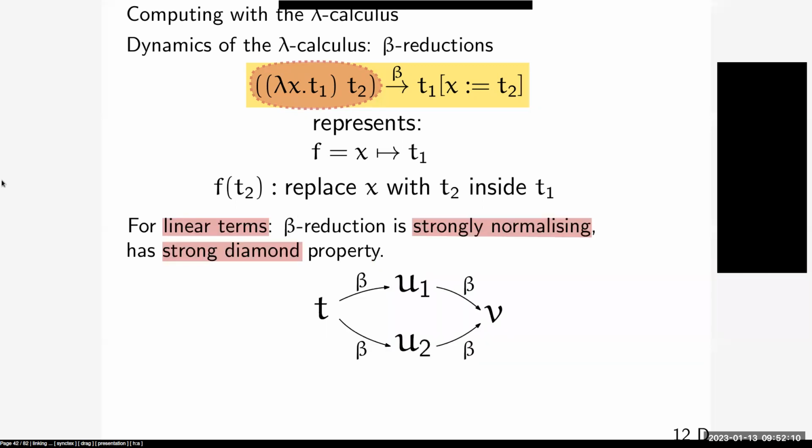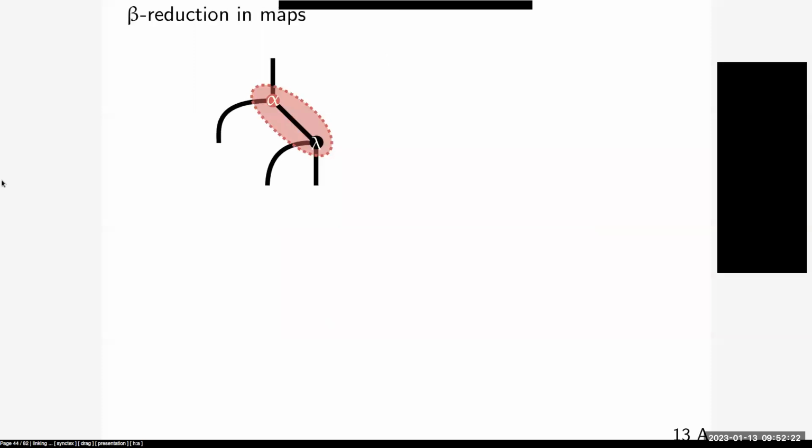And for linear lambda terms, beta reduction is actually strongly normalizing and has the strong diamond property, which means that roughly beta normalization always terminates in a unique normal form, and it does so in a deterministic number of steps. In terms of maps, beta reduction looks like an unzipping process.